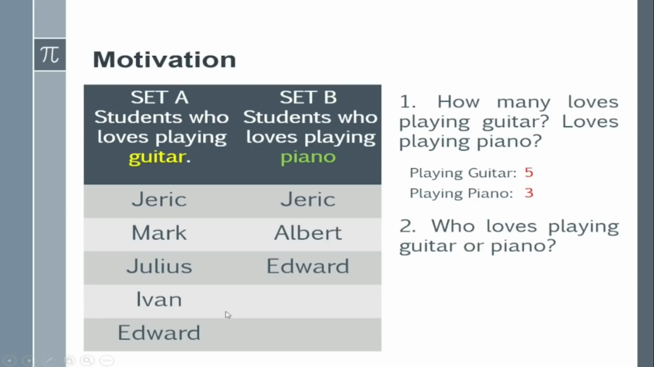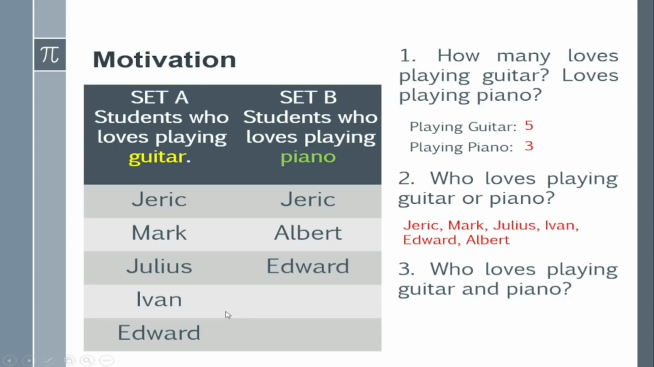Now let's move on with question number 2. Who loves playing guitar or piano? Okay, so the answers here are as follows. We have Jeric, Mark, Julius, Ivan, Edward, and Albert. So these are the students who love playing guitar or piano. And for question number 3, who loves playing guitar and piano? And the answer here are only the following students. They are Jeric and Edward. Okay, so let's try to discover more about this kind of problem in our lesson.